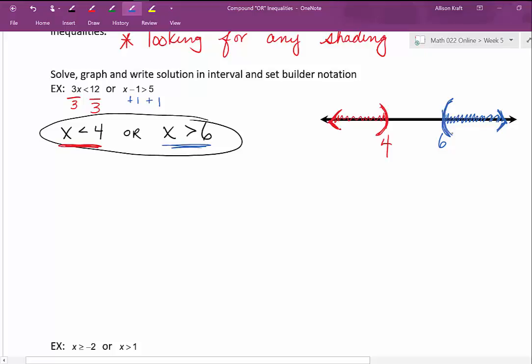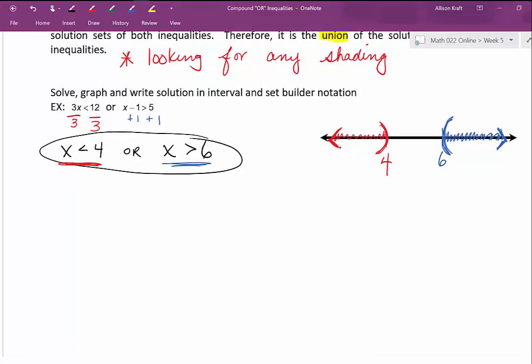Since this is a compound inequality involving the word OR, we want the union of our solution sets. That means that we're looking for any shading. Any shading, no matter what color it is, is going to be part of our answer. So all of this that I've shaded in yellow will be our solution set.